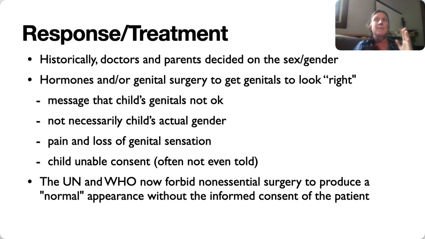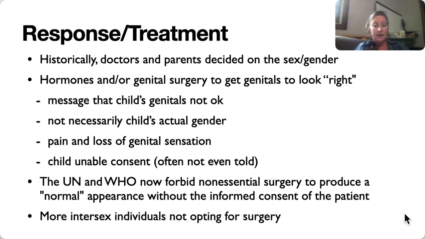Now, nowadays, the response, the treatment, is very different, in large part because intersex individuals came forward and said, hey, that was horrible what you did to me. You told me that I was born wrong and you tried to fix me and you took away things that were mine and you didn't ask. So now the United Nations and the World Health Organization forbid non-essential surgery in order to produce a normal appearance without the informed consent of the patient. That means you have to wait until this person is able to consent for themselves.